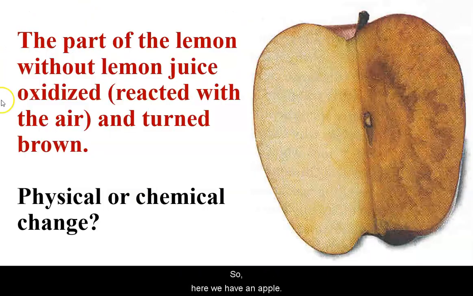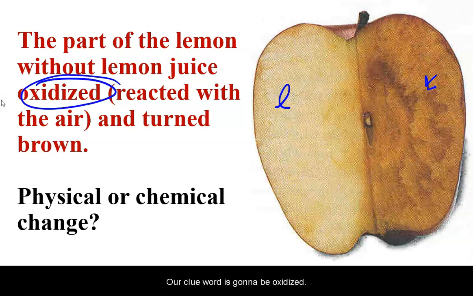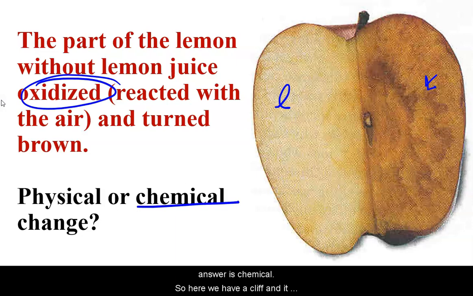It's still water. So here we have an apple where this part had a lemon rubbed on it and this part didn't. The apple oxidized with the air, which is why it turned brown. Do you think this is a physical or chemical change? Our clue word is going to be oxidize. And we know that oxidation is a chemical reaction. So your answer is chemical.